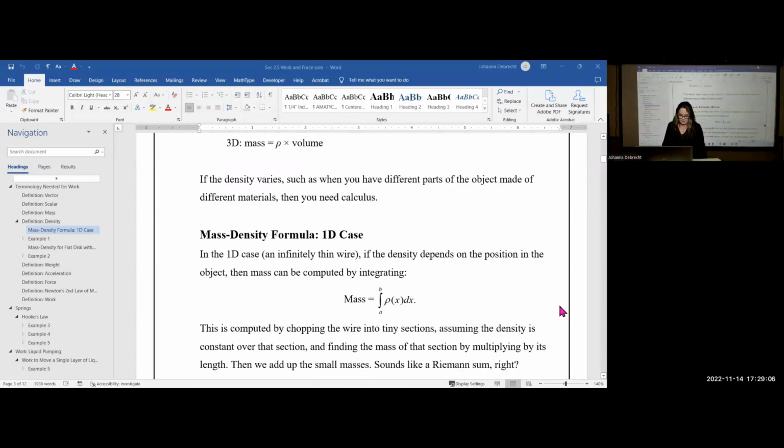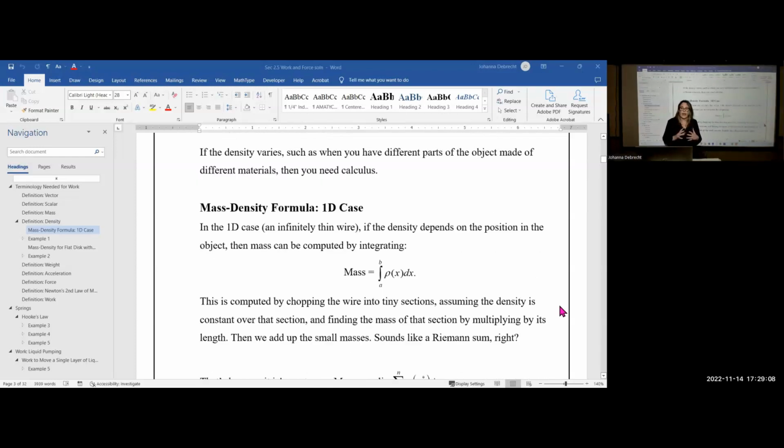Now, when the density varies, such as if you have different parts of the object made of different materials, then you need calculus to do that. So for example, if you had a flat plate and one side of it was made of aluminum, which is not very dense, and then the other side was made of something like iron, which is very dense, then the density is going to vary as the composition of aluminum and iron changes across the surface of the plate. And to do that, we need calculus.